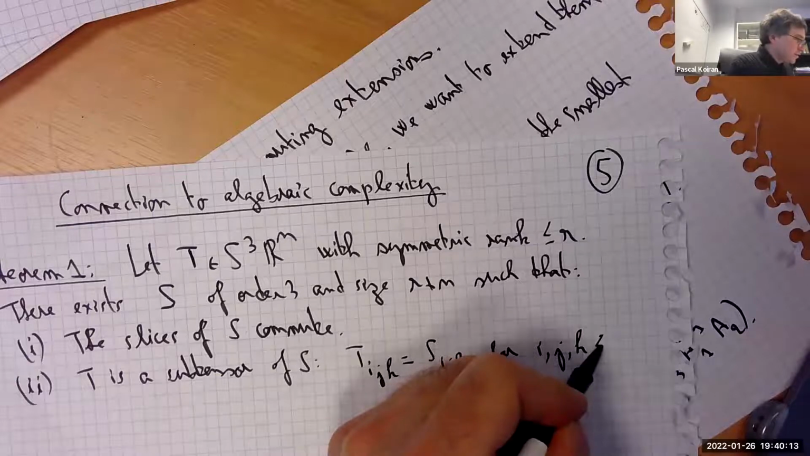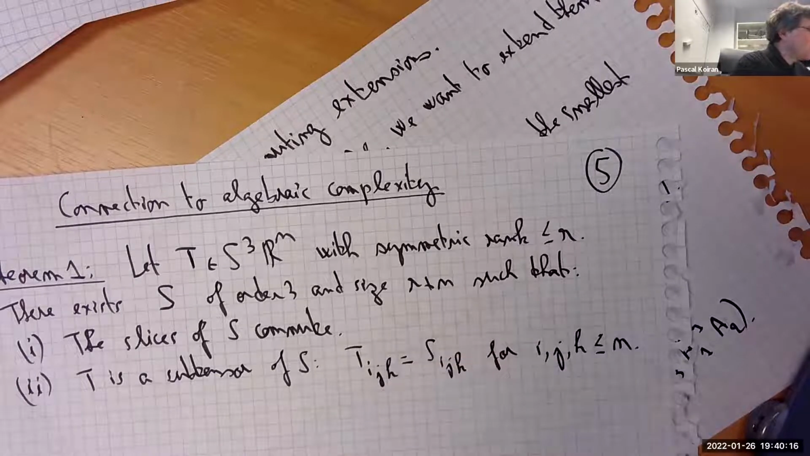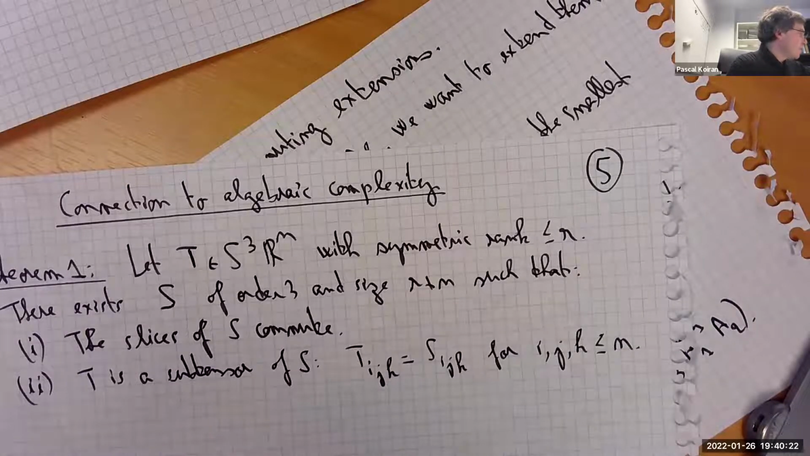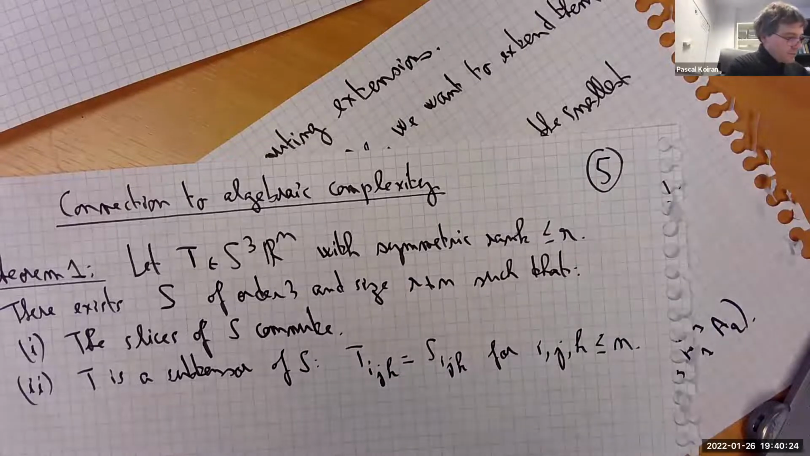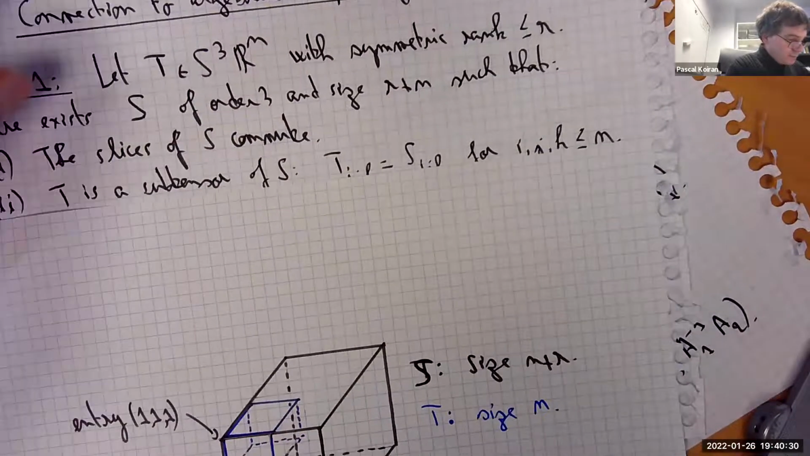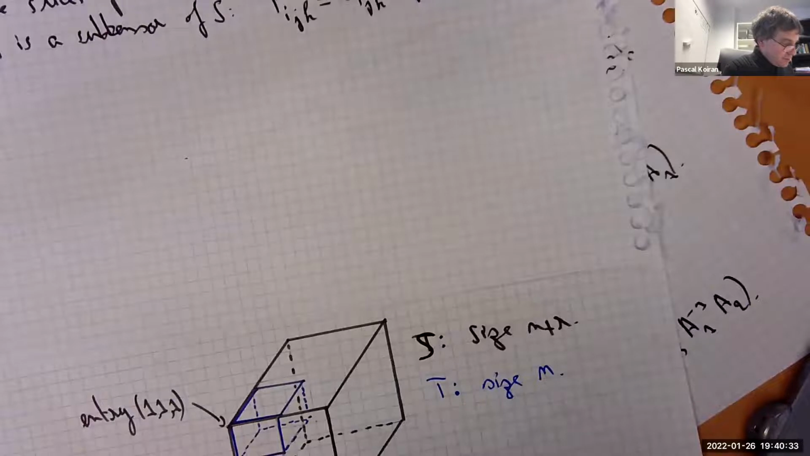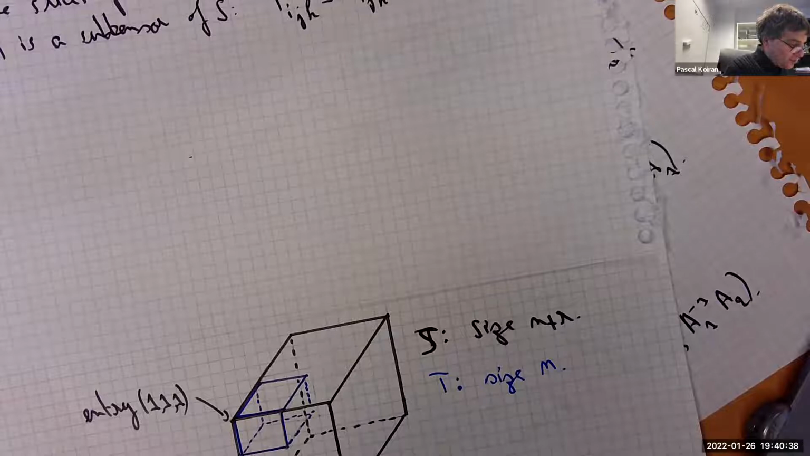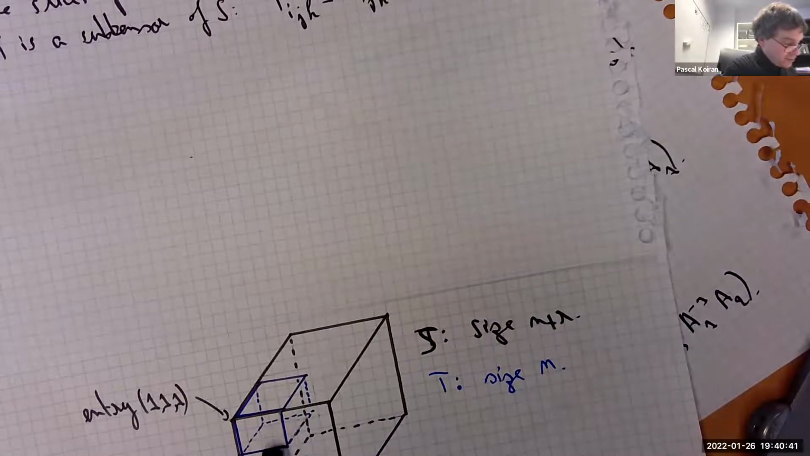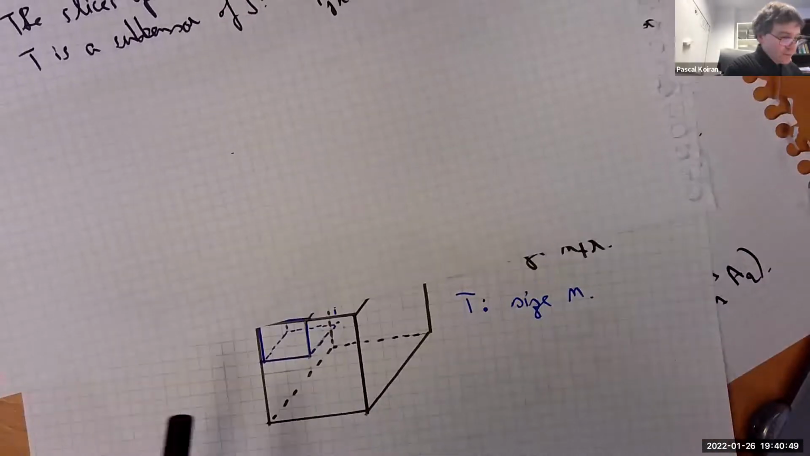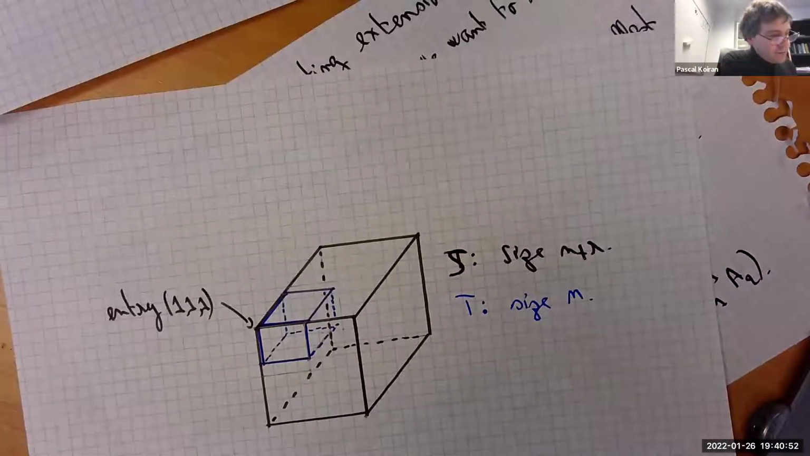Okay, so you can draw a picture. I have a picture of this somewhere. So it looks like this. You have this blue big tensor. The big black tensor is S, and it's an extension of T. T is a small tensor, and it literally sits in a corner of S. That's what the picture looks like. That's the meaning of a subtensor.